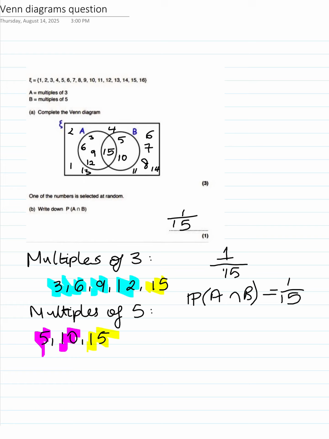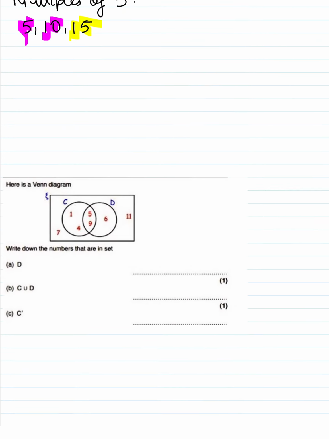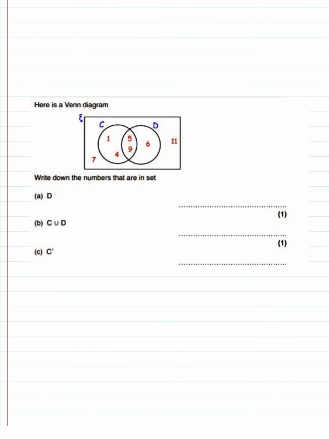In other words, if a random number is selected, the probability of it lying in both set A and set B is 1/16. Let's move on to question 2. Question 2 gives us a Venn diagram with sets C and D. And this is a simple question of writing down the numbers that are in the sets that are specified.